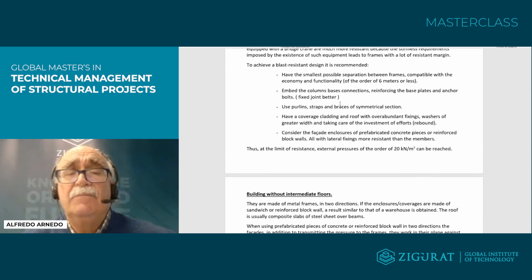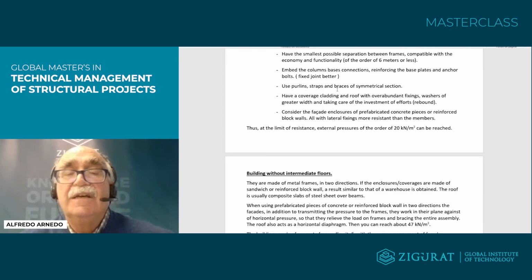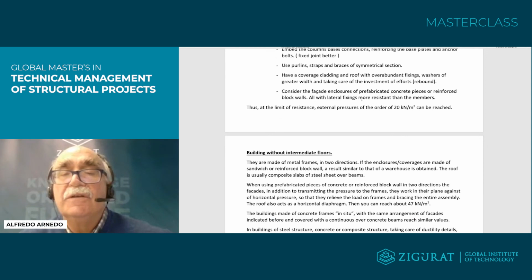And to achieve a blast resistant design, it is recommended to have a small separation between frames. The typical structure is based on frames, so 6 meters or less is better than 12 or something like that. Well, the connection, especially at the bottom, must be fixed, reinforcing the base plate adequately. The purlins, strap and brace must be symmetrical, and the cladding and the enclosure have to be very overabundant.